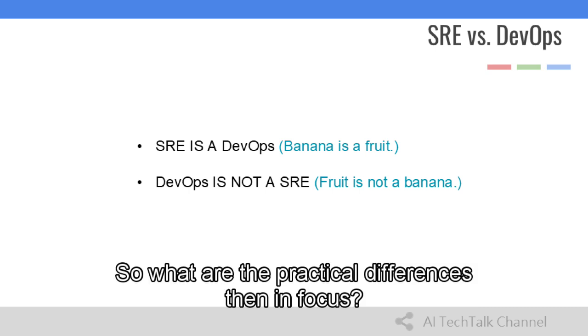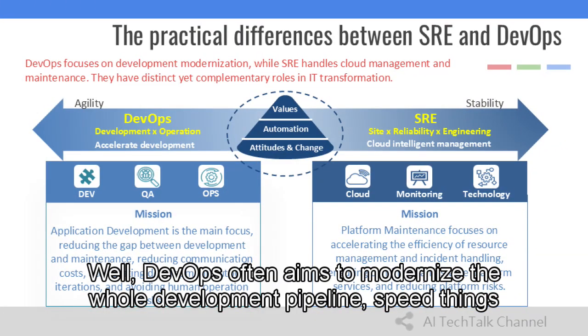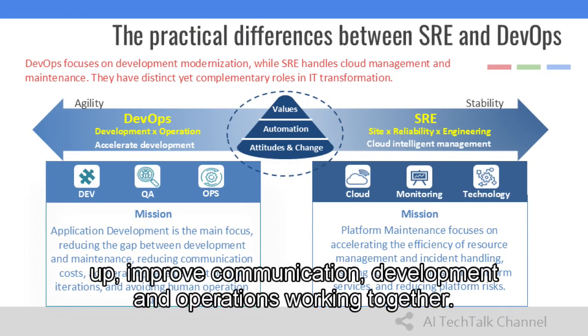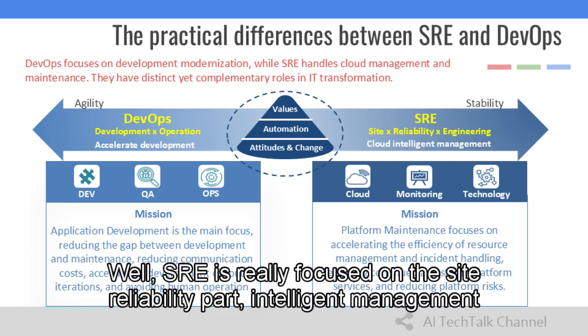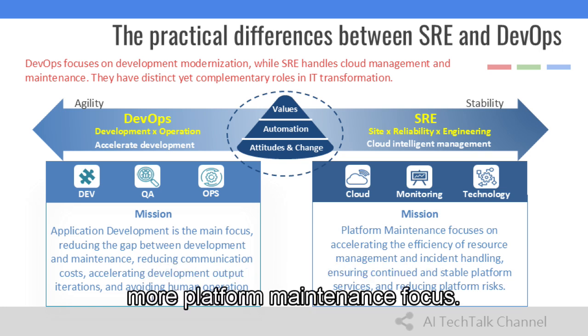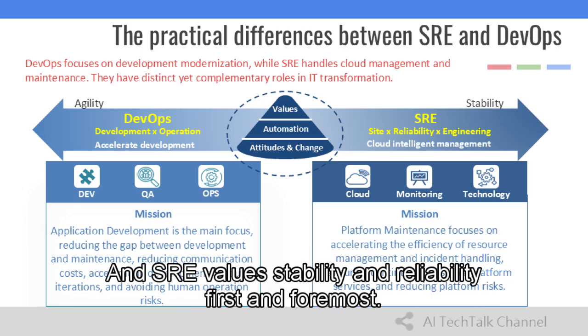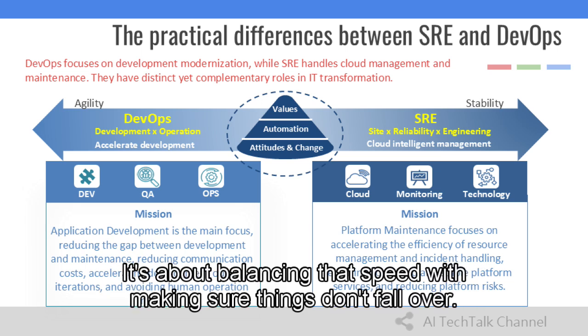So what are the practical differences in focus? Well, DevOps often aims to modernize the whole development pipeline, speed things up, improve communication, with development and operations working together. Accelerate output, basically. While SRE is really focused on the site reliability part: intelligent management in the cloud, handling incidents efficiently, ensuring stability, more platform maintenance focus. So DevOps values agility, speed, change, and SRE values stability and reliability first and foremost. It's about balancing that speed with making sure things don't fall over.